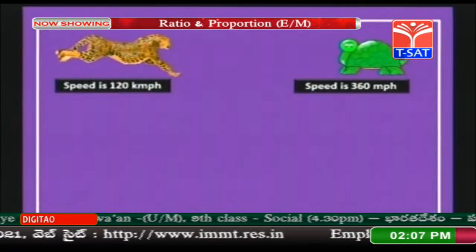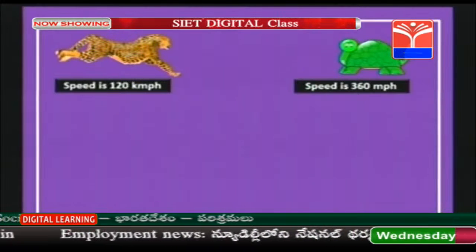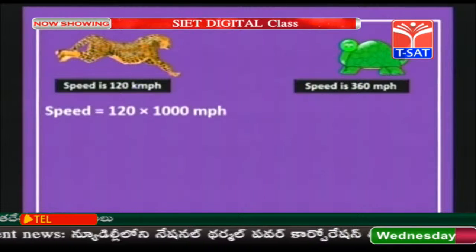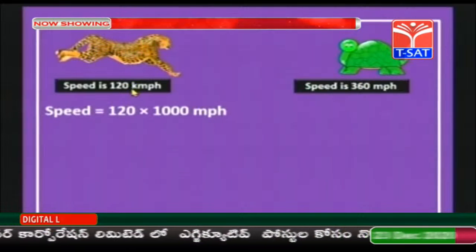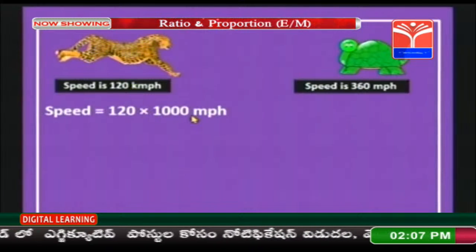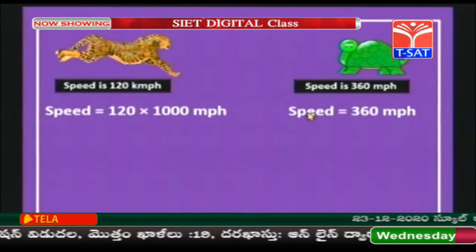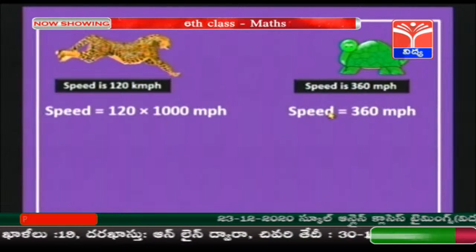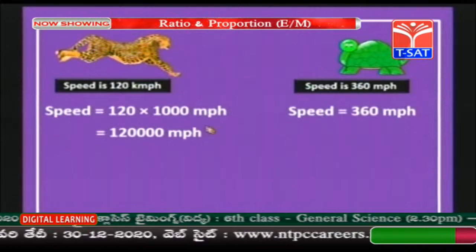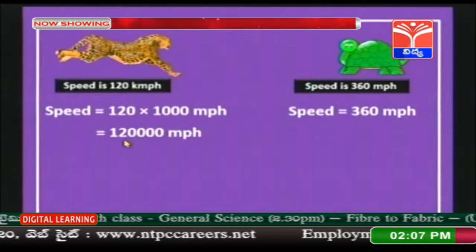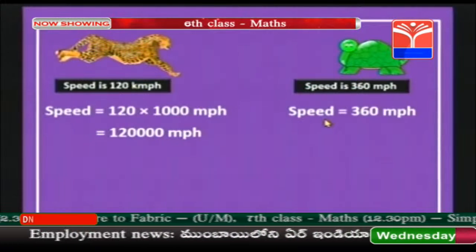Okay, children. Now let us come back to the problem of the speed of the cheetah and tortoise. The speed of the cheetah is 120 kilometers per hour, so I'll convert this into meters per hour. So 1 kilometer is how much, children? 1000 meters. So 120 into 1000. Whereas the speed of the tortoise is 360 meters per hour. Now on converting this, how much do you get, children? Yes, 1,20,000 meters per hour, and the speed of the tortoise remains the same.